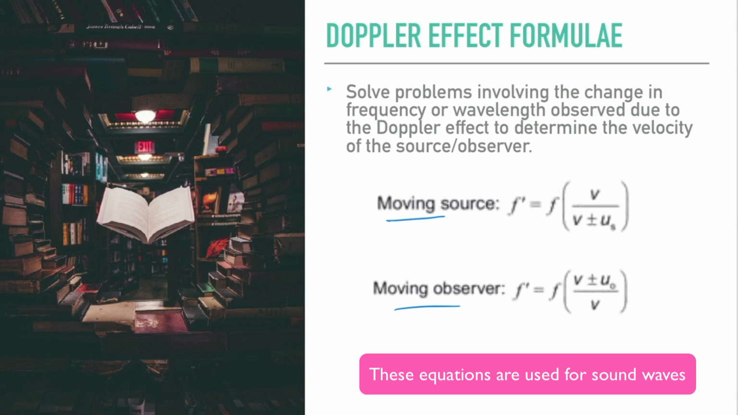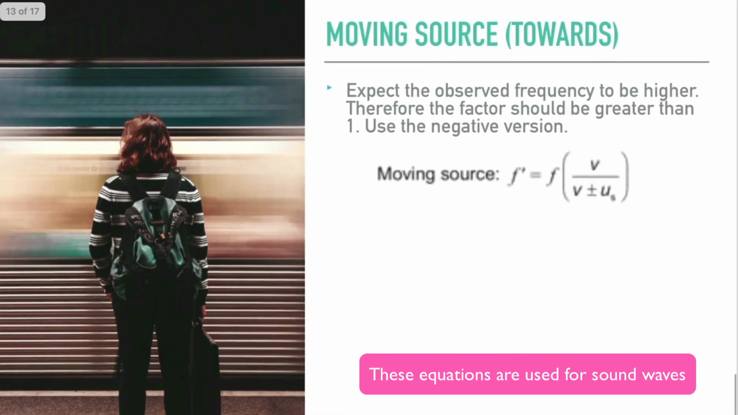So as long as you can look at a question and work out if it's the source, the thing that's making the sound, that's moving, or the observer that's moving, then you know which equation to use. But the tricky thing is, do you use the plus or the minus? So let's look at that in more detail. Let's first of all look at the moving source.